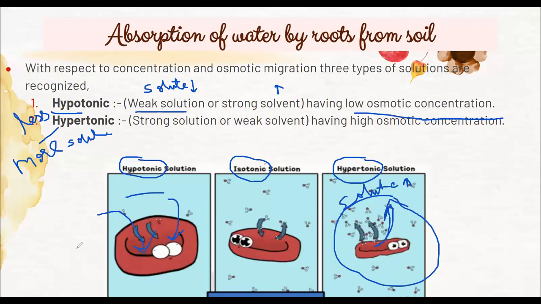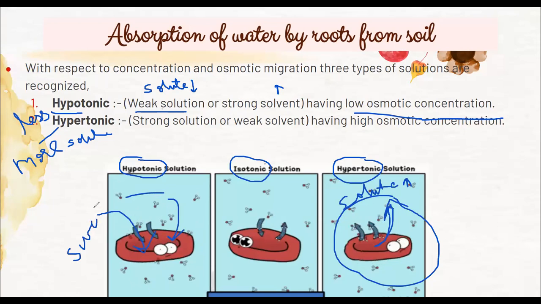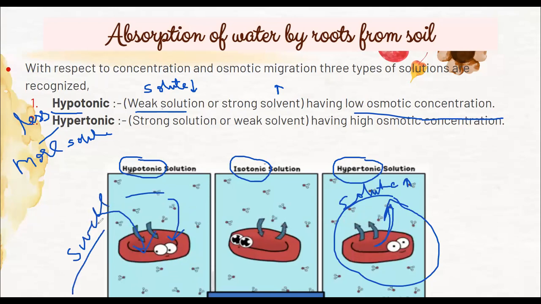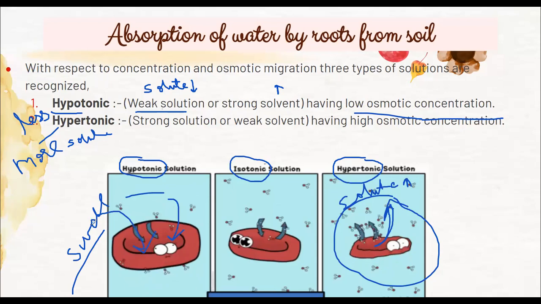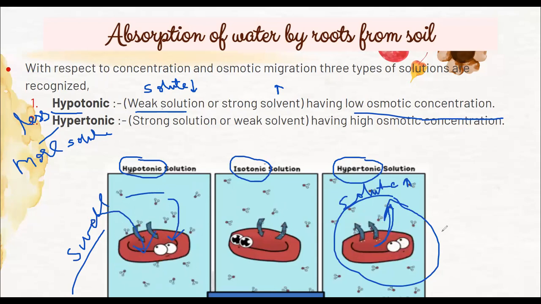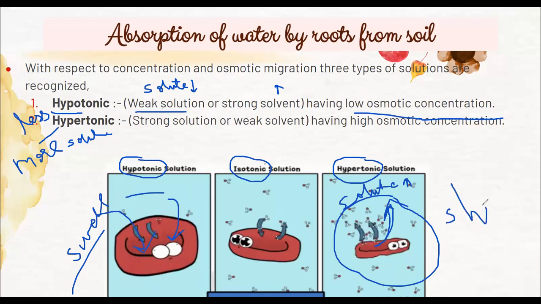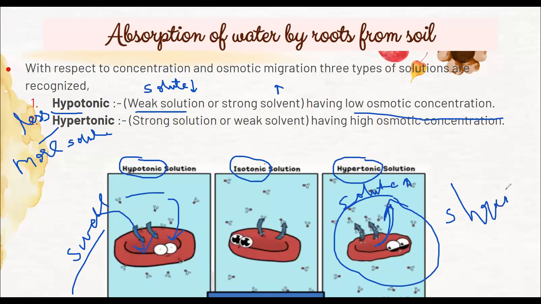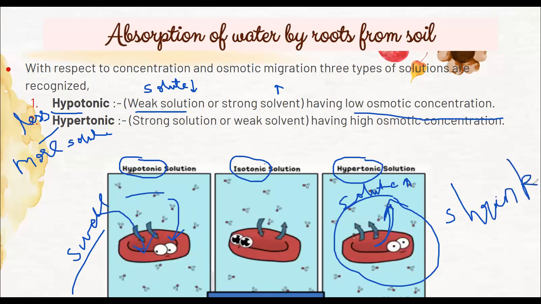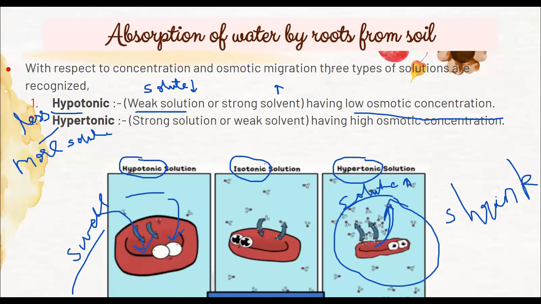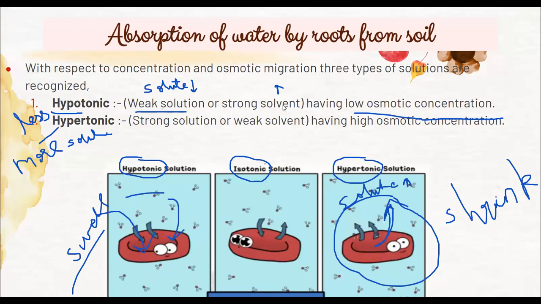That is why you see here the cell is swelling. In hypotonic condition, the cell will swell. In hypertonic condition, the cell will shrink. The cell will shrink because it is losing its water and giving to the surrounding. And in isotonic, it's very simple.